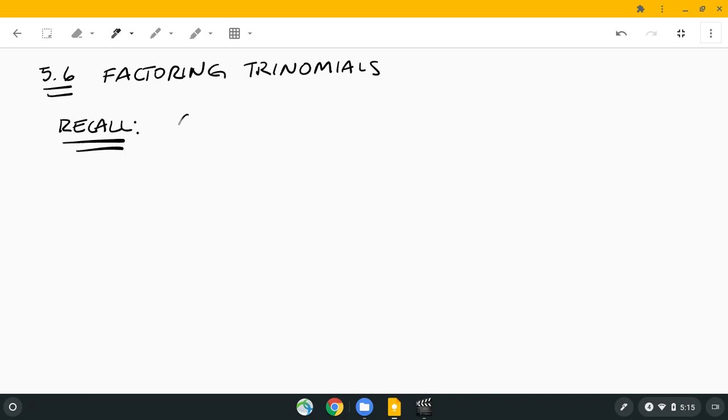Okay, so we have 2x minus 3 times x plus 1. And if you recall here, we're going to use the distributive property, and we're going to do 2x times x, 2x times 1. Okay, so 2x times x is 2x squared. 2x times 1 is 2x. And then we're going to also do the distributive property with the -3. This is a -3. So -3 times x and -3 times 1. So we get -3x and -3.